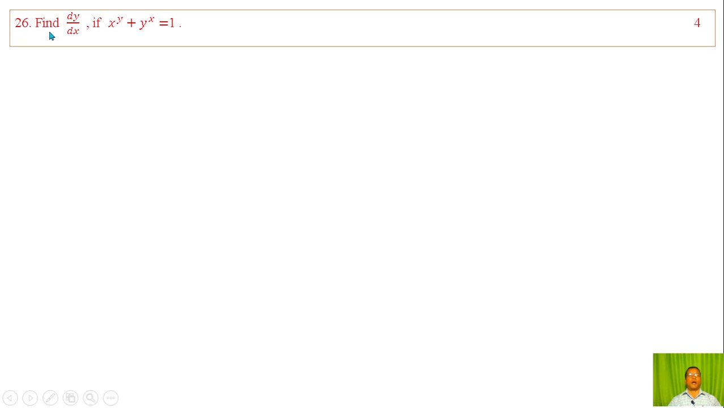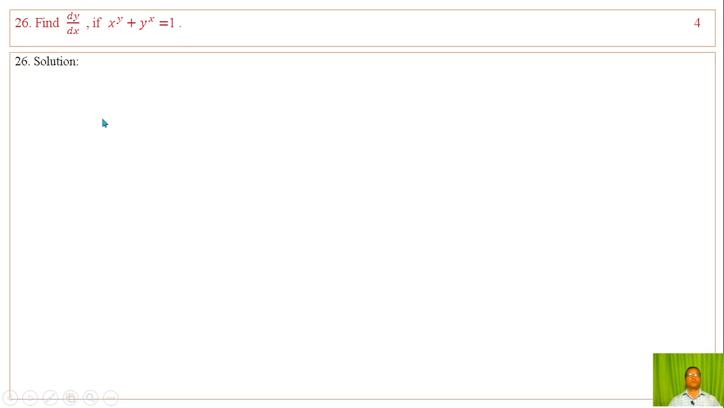Question number 26. Find dy by dx if x to the power y plus y to the power x equals 1. 4 marks. Here x to the power y plus y to the power x equals 1. Taking x to the power y as u and y to the power x as v, we have u plus v equals 1. Differentiating both sides with respect to x, we have this.